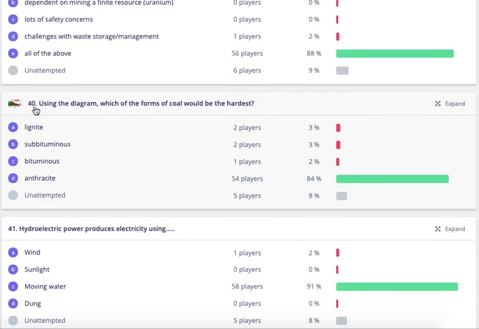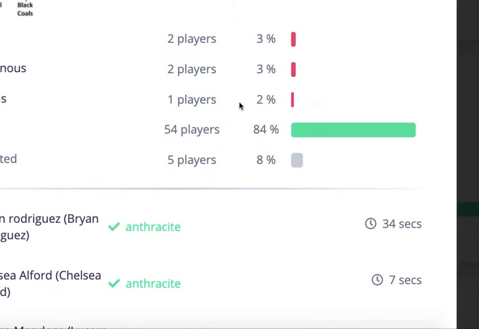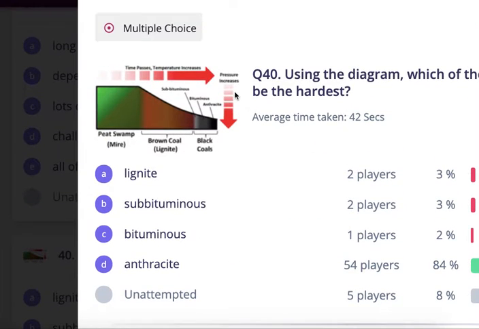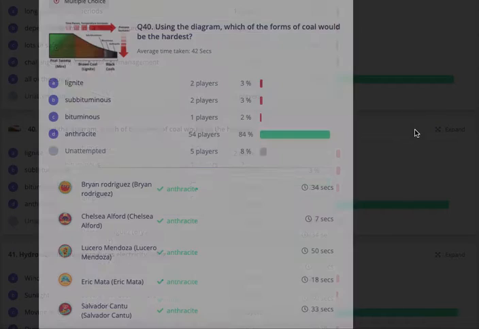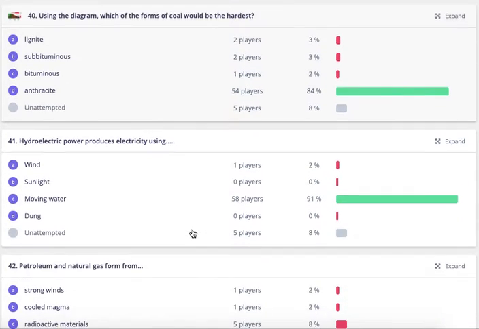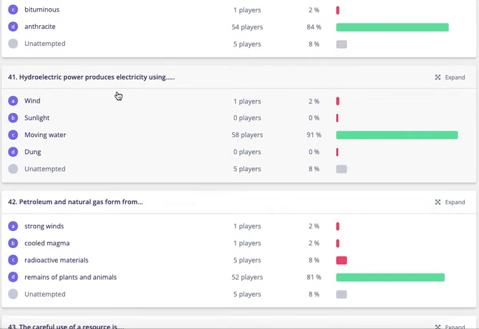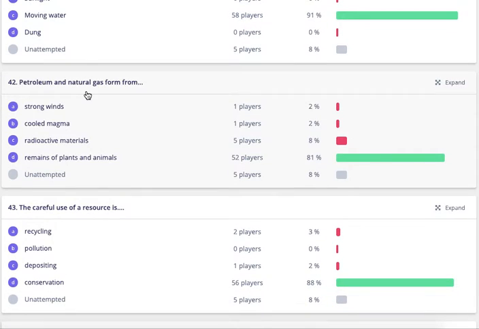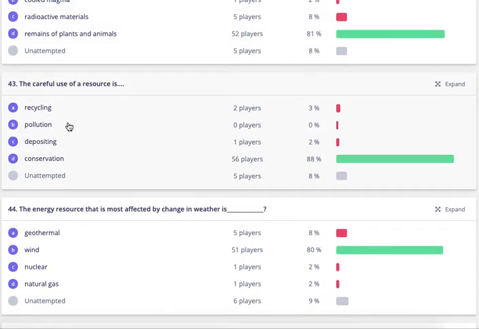Which form of coal would be the hardest? So we would look at this. You're looking for the one that has the most pressure. So most pressure, that would be your anthracite. Most of you got that. Yay. Hydroelectric power produces energy using hydro, water. Petroleum and natural gas form from the remains of plants and animals. It's the best answer. Careful use of a resource. Conservation.